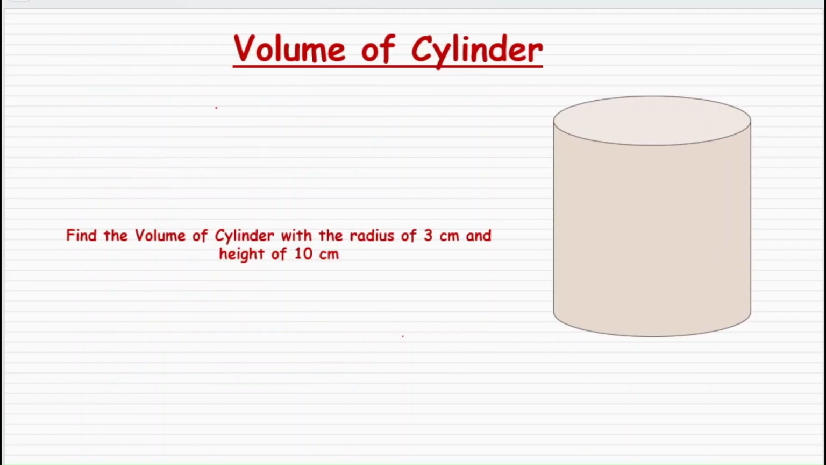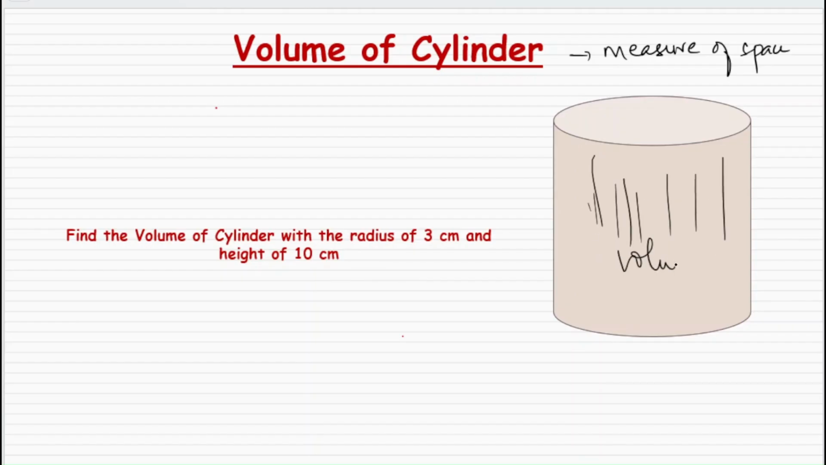Next one, volume of the cylinder. Volume of the cylinder means how much it can hold. What is the space inside it? So the measure of space inside any 3D object is called its volume. So if you pour water inside this hollow cylinder, what is the quantity of water it can hold? That whole capacity is called volume.